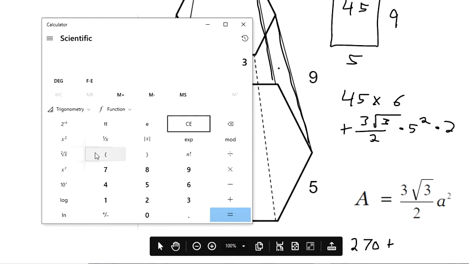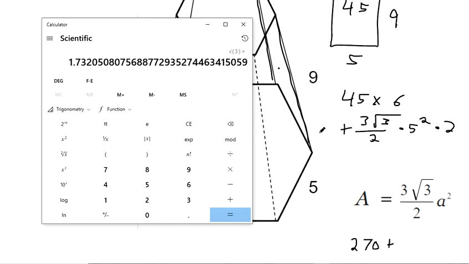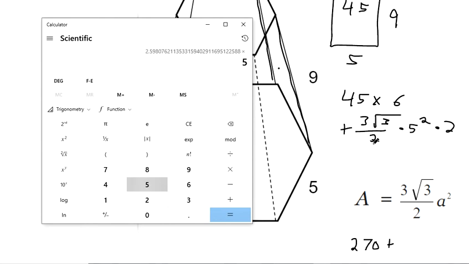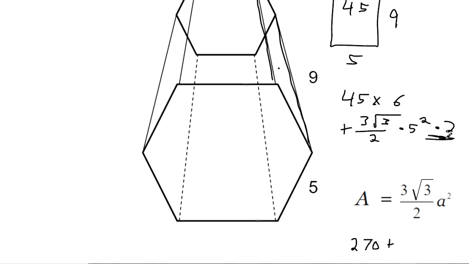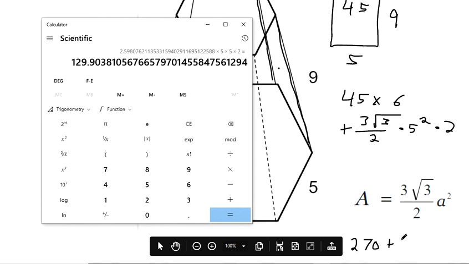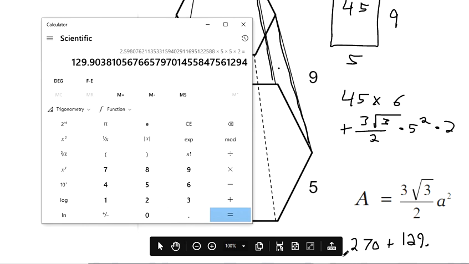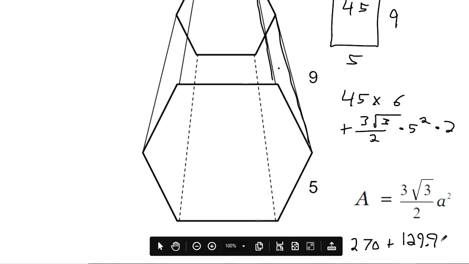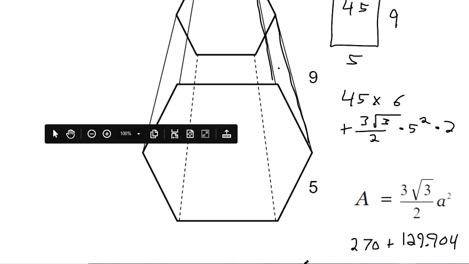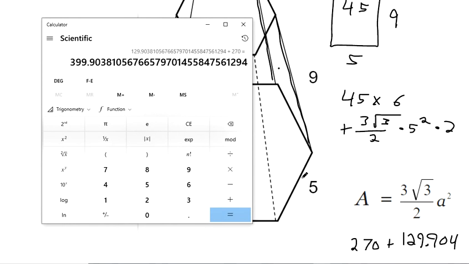I'm going to punch 3, hit the square root of 3, multiply that by 3, then divide by this 2, and multiply by 5, multiply by another 5, because it's 5 squared, then times that 2 over there. So for both of them, I've got both of them in here because I multiplied it by 2. For both the hexagonal shapes in the bottom and the top, we have 129.904. I forgot how many decimal places Newton wanted, but we'd add that to the 270 for the rectangles on the side. We got 399.90.